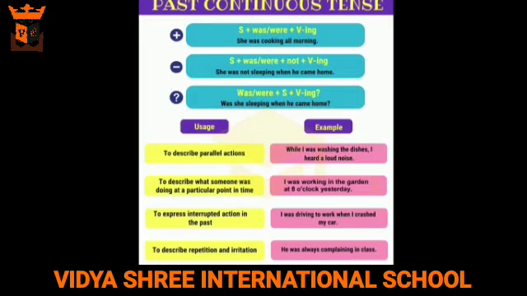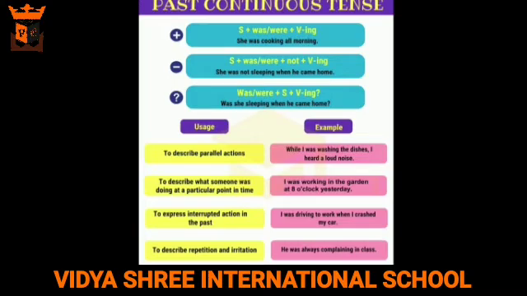Past continuous tense is used to express interrupted actions in the past. For example, I was driving to work when I crashed my car. Or it is used to describe repetition and irritation. For example, he was always complaining in class.